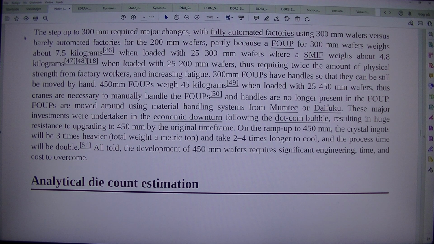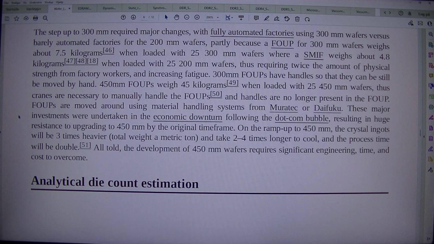450mm FOUPs weigh 45 kilograms when loaded with 25 450mm wafers, thus cranes are necessary to manually handle the FOUPs, and handles are no longer present in the FOUP. FOUPs are moved around using material handling systems from Murata or Daifuku. These major investments were undertaken in the economic downturn following the dot-com bubble, resulting in huge resistance to upgrading to 450mm by the original time frame.